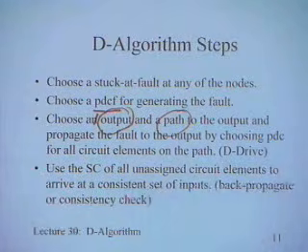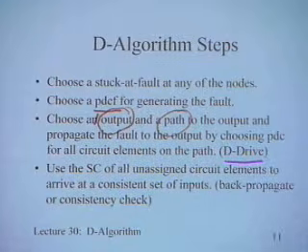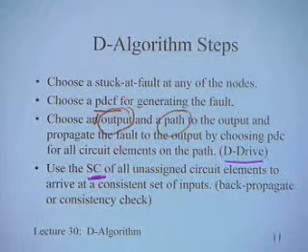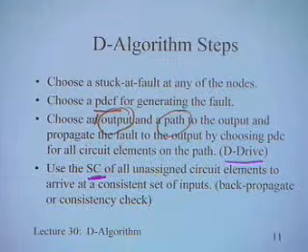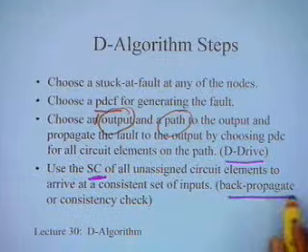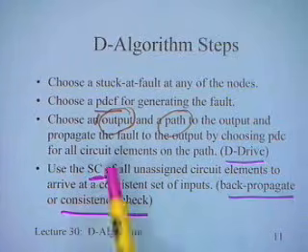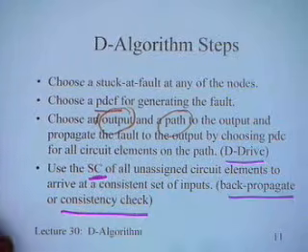So once I have done this, and this is called the D drive, I have the D driven to the output. Then use the singular cover of all unassigned circuit elements to arrive at a consistent set of inputs, and this is called back propagate or consistency check. We will follow that example and illustrate this, and then these points that I tried to make here would become clearer.